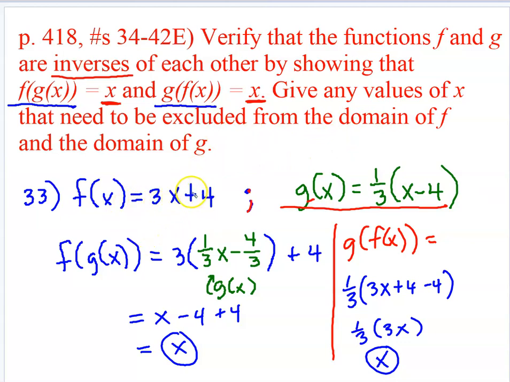Well, since neither one of these are fractions that have a variable in the denominator, we don't have to worry about division by 0. Neither one of these contain radicals where we have to worry about the square root of negative numbers. So we don't have to worry about excluding any numbers from the domain. So there are no values that need to be excluded. So we're done.